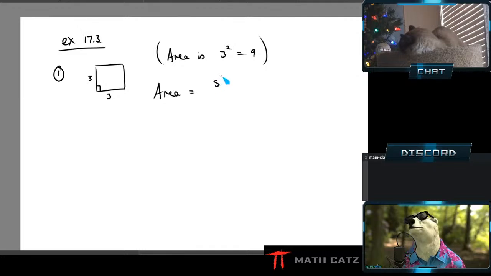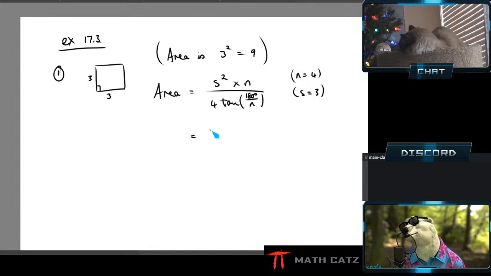So I'm going to write it like this: s squared times n over 4 times tan 180 degrees over n. I'm just going to copy it down. So now n is 4, side length is 3. That's what they gave me. So I can put in those specific values. So I get 3 squared times 4 over 4.